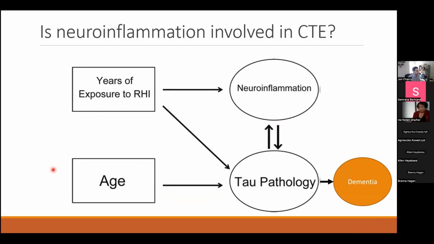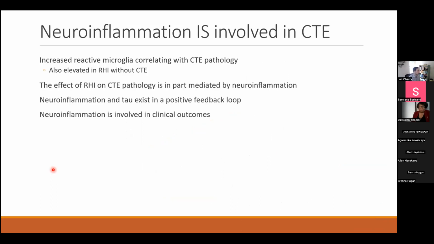So overall, what we're going to show from this original study is that increased reactive microglia do correlate with CTE pathology. They're also elevated in people with just trauma without disease yet. So it's part of the early cascade of the disease. It's not caused after the fact. It might be part of the inciting incident of the disease. The effect of RHI on CTE pathology is mediated by neuroinflammation in part. There's other factors as well. We recognize that. Neuroinflammation and tau might exist in a feedback loop, and it's involved in potential clinical outcomes.